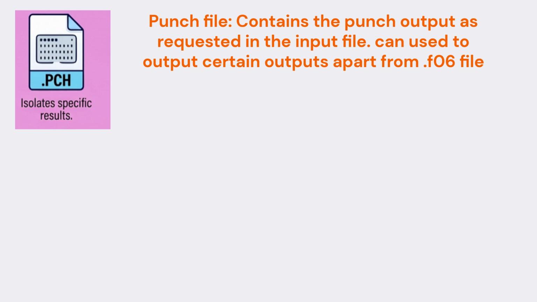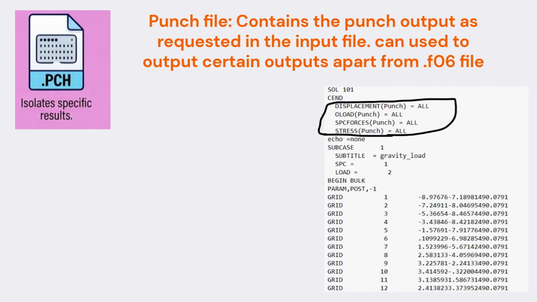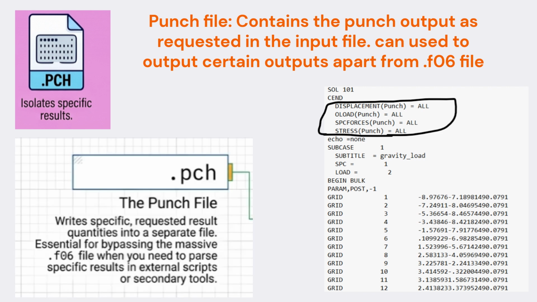The PCH contains punch output requested through the Nastran input file. It can be useful when you want to output specific results separately from the main F06 file. For example, you can request particular result quantities and write them into the PCH file for further processing.